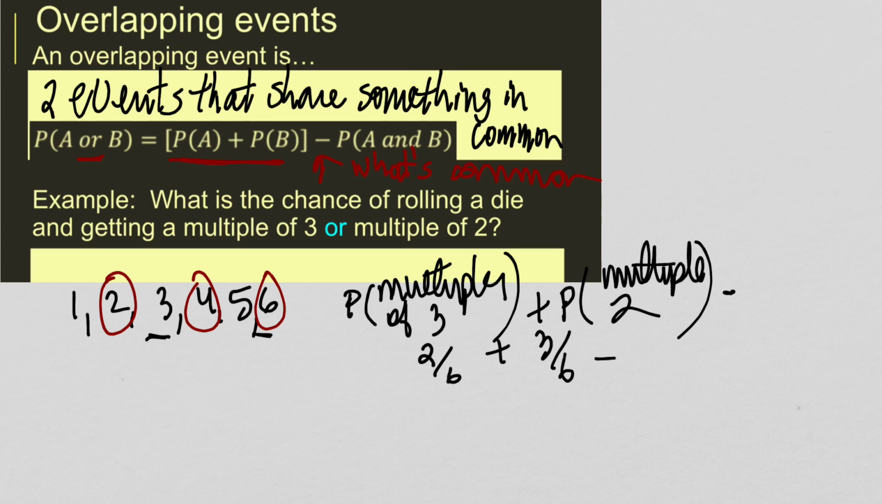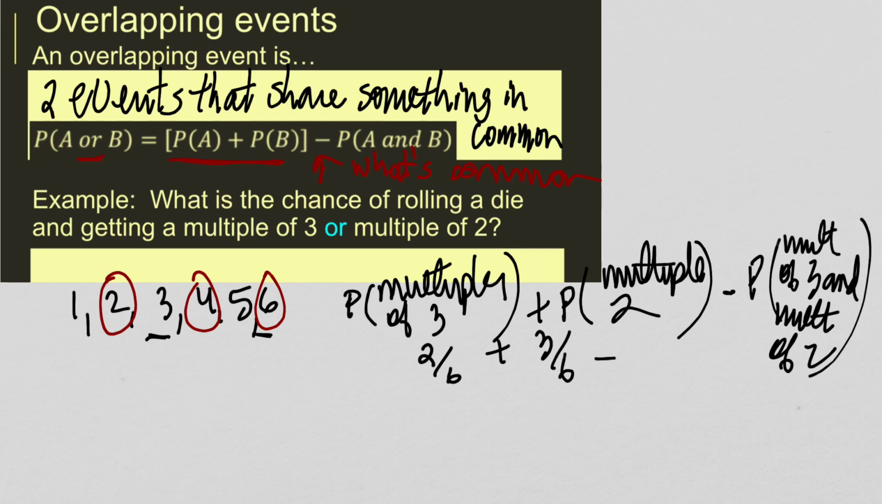minus what's common. What is a multiple of 3 and also a multiple of 2? So take a look at what I have over there on the left side. 6 is a multiple of 3 and also a multiple of 2. So that's one possibility out of the 6 on the die. So if I add and subtract my numerators, I have 5 minus the 1, which is 4 6ths, which reduces to 2/3.